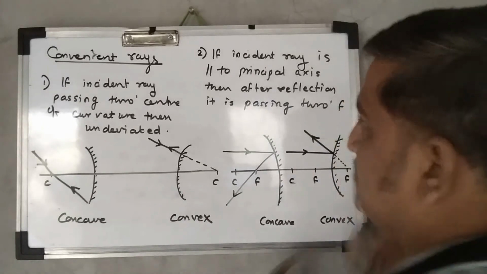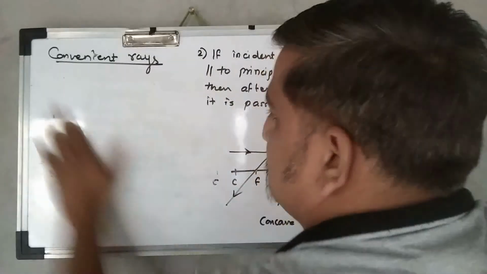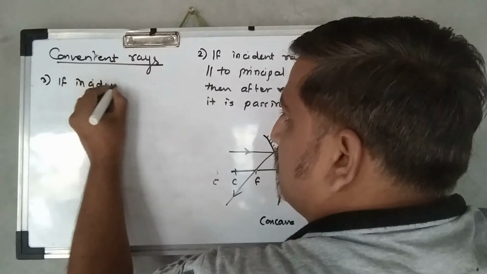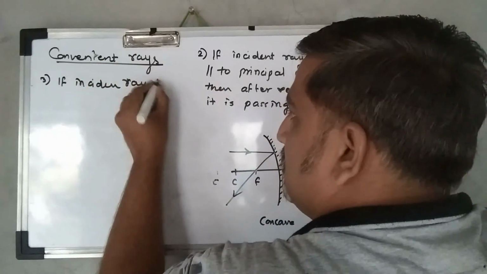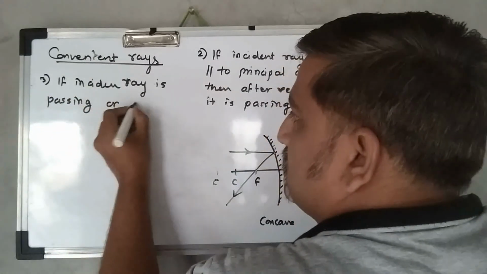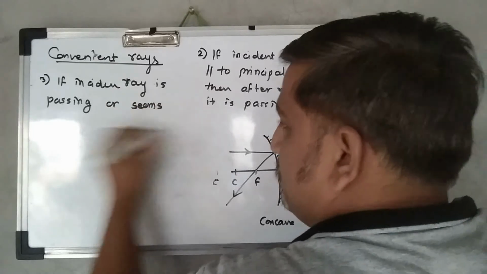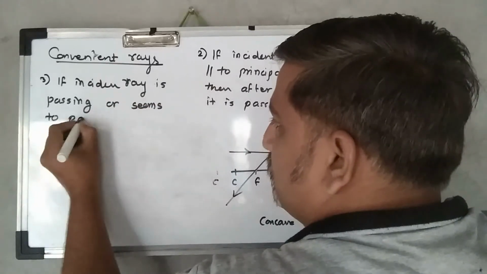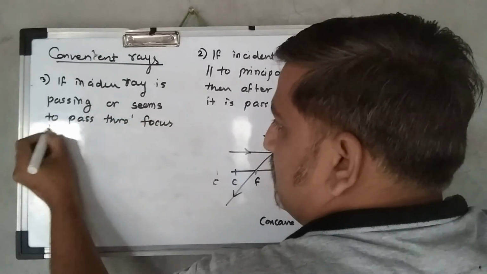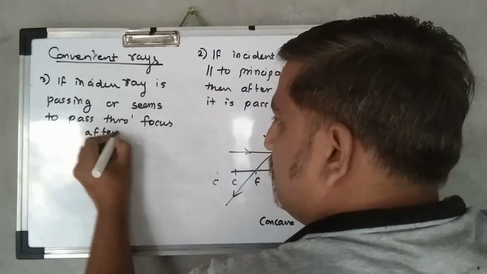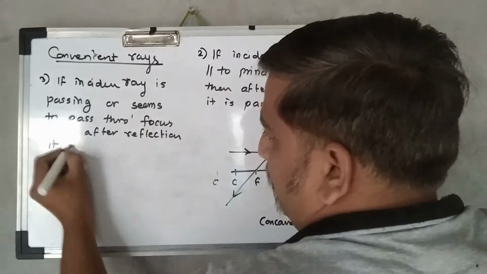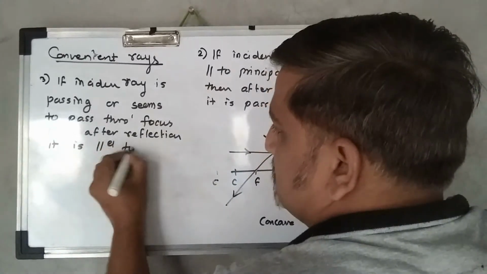Now let's see the third rule. The third rule is that if the incident ray is passing or seems to pass through the focus, both cases I am writing together, then after reflection it is parallel to the principal axis.